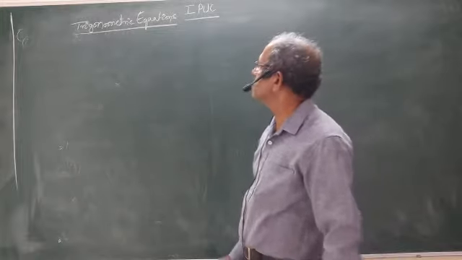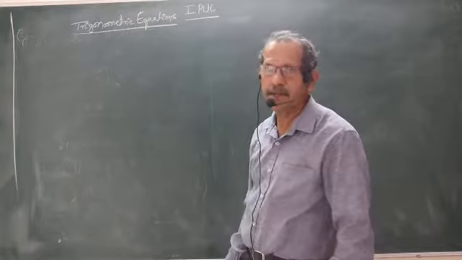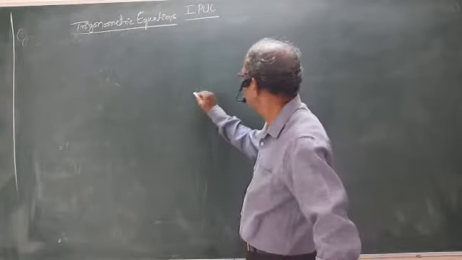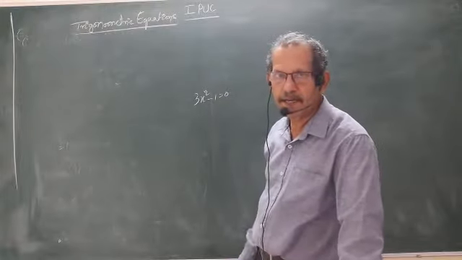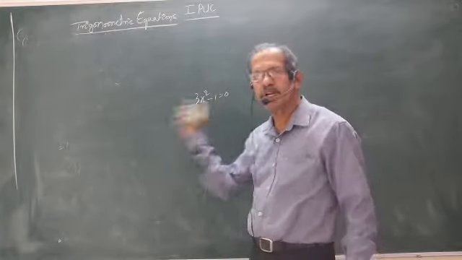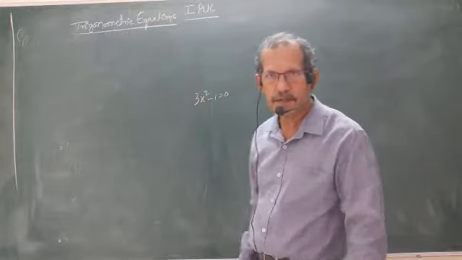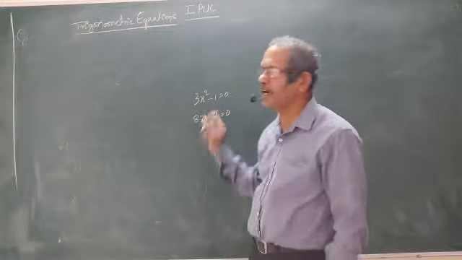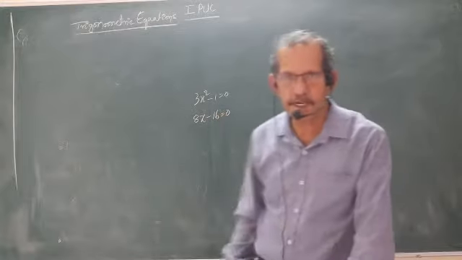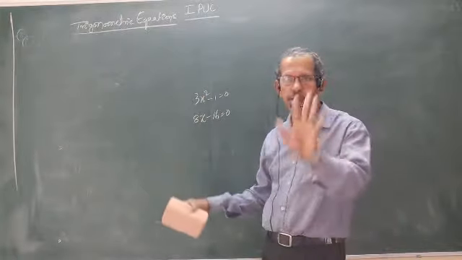Right? Equation means it should contain an unknown factor. Correct, no? 3x square minus 1 equals 0 is a quadratic equation. Unknown is x. Find the value, solve the equation, means you have to find the value of this. 8x minus 16 equals 0, find the value of this. It is also an equation. Whenever the expression contains an unknown quantity, it is called an equation.